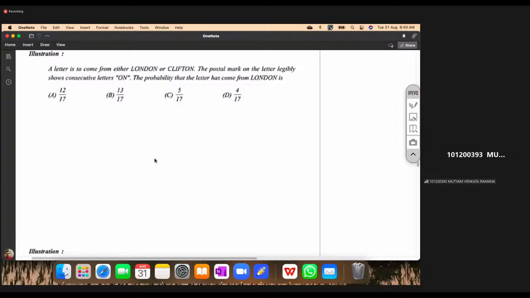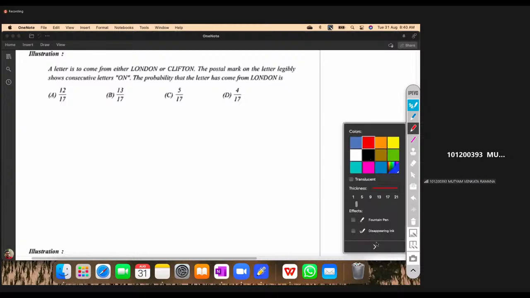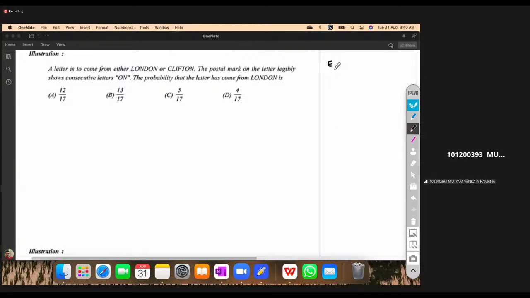Right. How many of you got the idea? Are you getting the idea? Right. I am explaining here. Here, two letters we need to write. Events E1, E2, E3. So what is E1? Selecting London. E2 is Clifton.